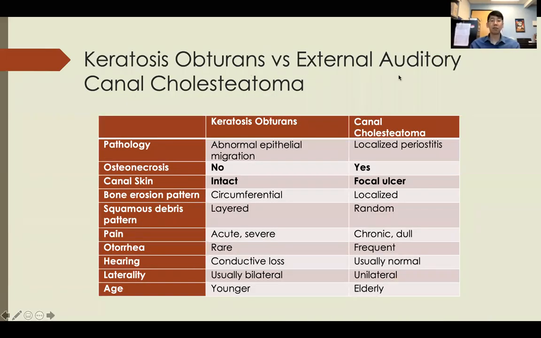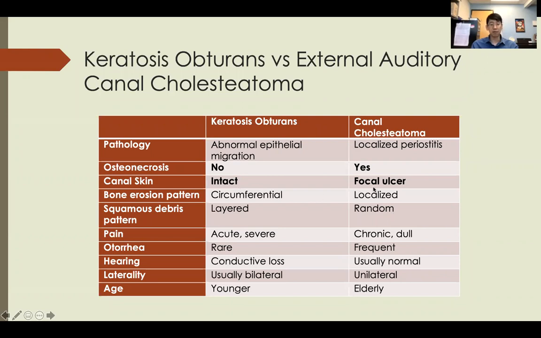Right, keratosis obturans versus canal cholesteatoma. This was thought of as a single entity, same thing in the past, but now it's separated, and it's generally believed to be two separate entities. But there's lots of overlap, and there's really no great way to distinguish the two.